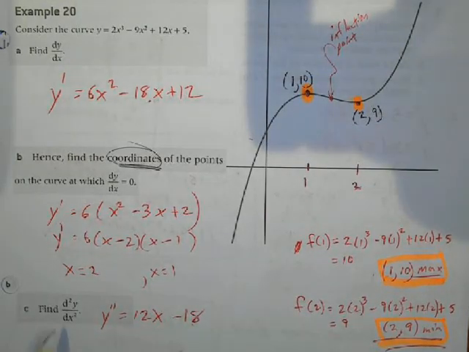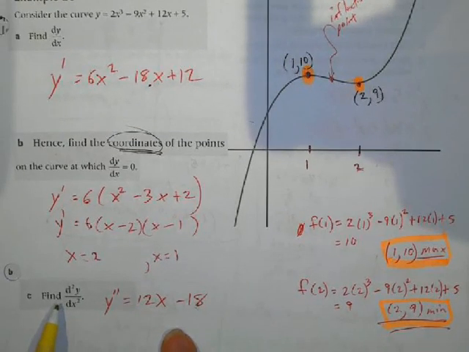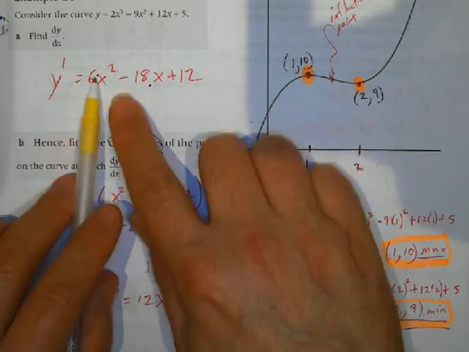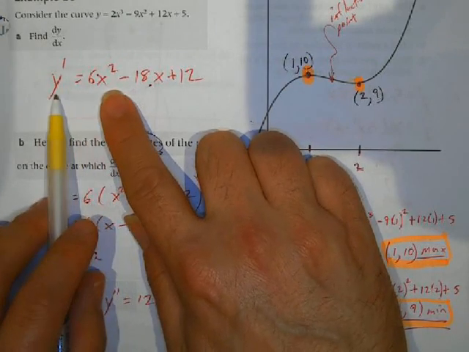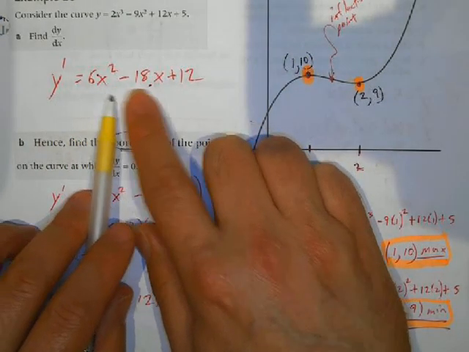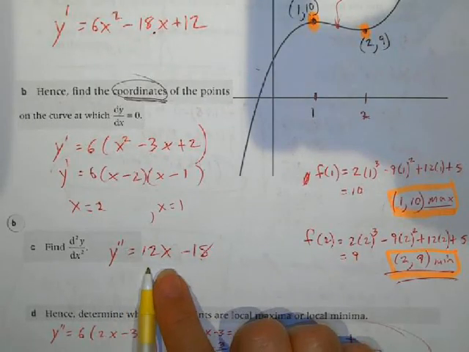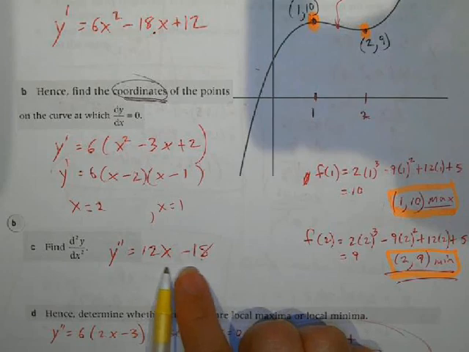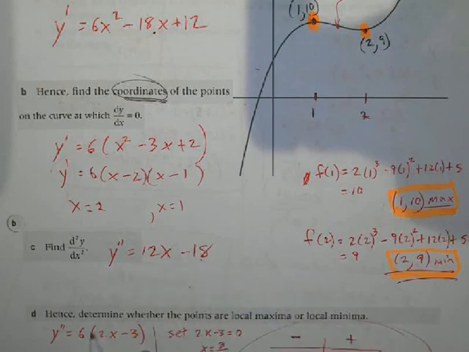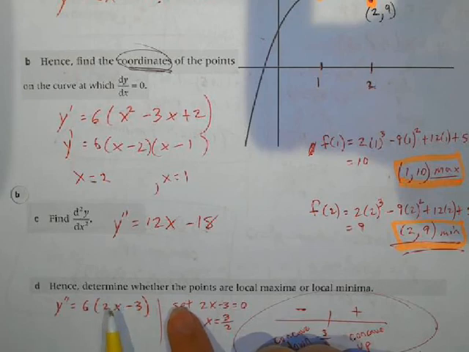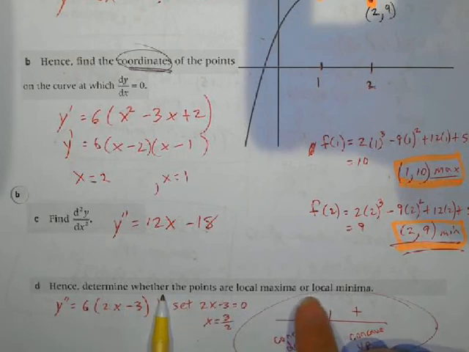Now, let's find the second derivative. If I've got my equation y prime equals 6x squared minus 18x plus 12, and I take the second derivative of that, I end up with 12x minus 18. So we want to find out whether the points are local maximums or minimums.